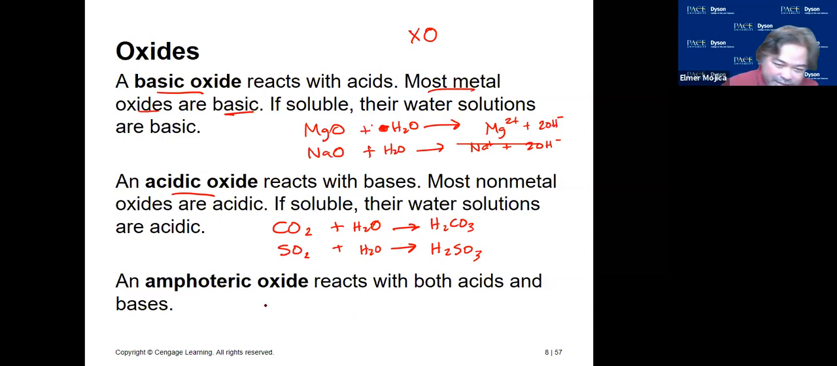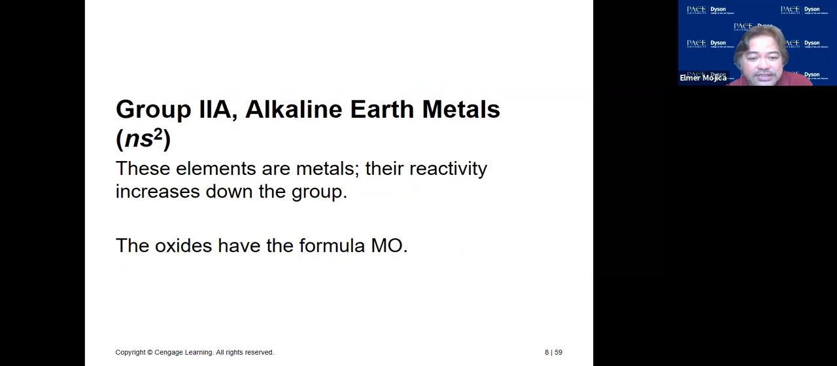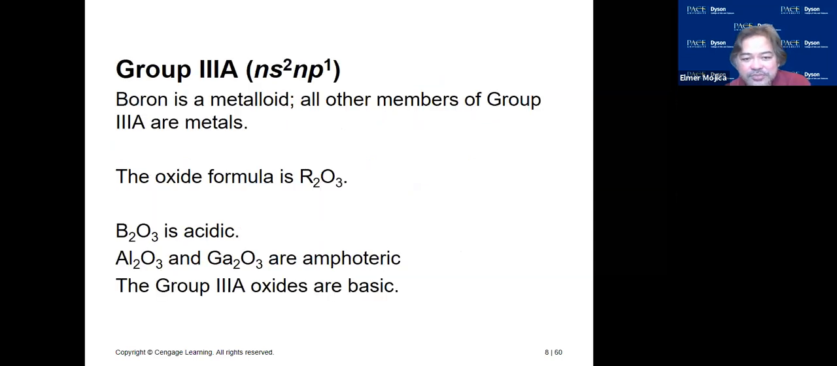Now, if you have an amphoteric oxide, these are the ones with the semi-metals, that have both acids and bases. The rest of the things that I have here is just the different groups, and usually I don't ask questions about this one. The alkali metals, the one that is different here is hydrogen. The group 2A, the alkaline earth metals, is the most reactive. And then the group 3A, which is odd because you have an acidic, amphoteric, and basic oxide.